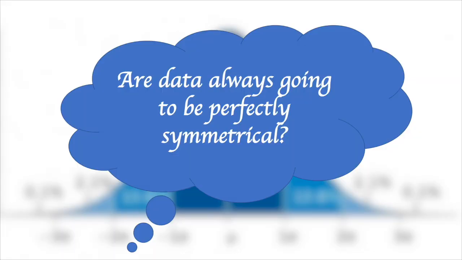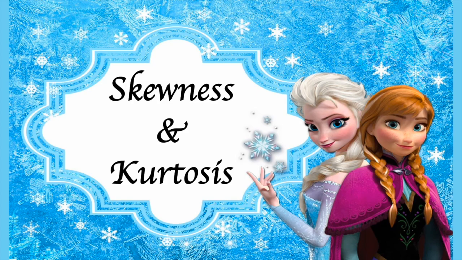So the question I have for you is, are data always going to be perfectly symmetrical? If I were to go out and conduct my own experiments, would I collect data that falls perfectly in a bell-shaped curve? Will most of my data points be clustered around the mean? That is a great question, and the answer is no. Data are not always going to be perfectly symmetrical. So that brings us to our next topic of skewness and kurtosis.